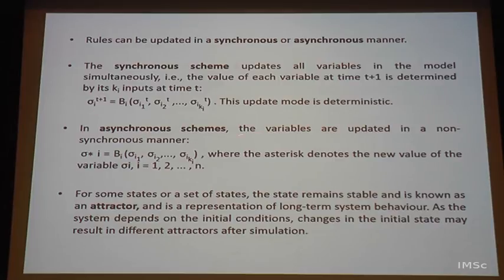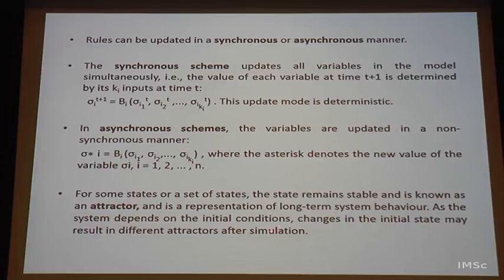Okay. So, the variables are updated in a non-synchronous manner. For some states or a set of states, the state remains stable, it does not change at all, and is known as an attractor. That is the state transition, I said it keeps coming back to the same thing, and it is a representation of a long-term system behavior. In a sense, this is the most stable state for the entire system, that is your combination of 0s and 1s. This is the most stable or most probable outcome that you can see.